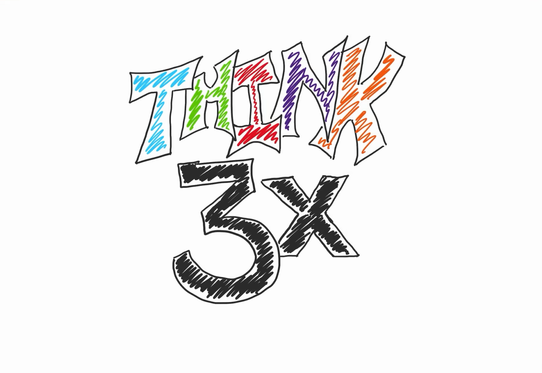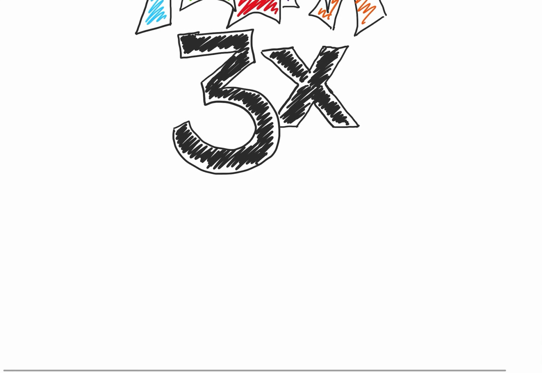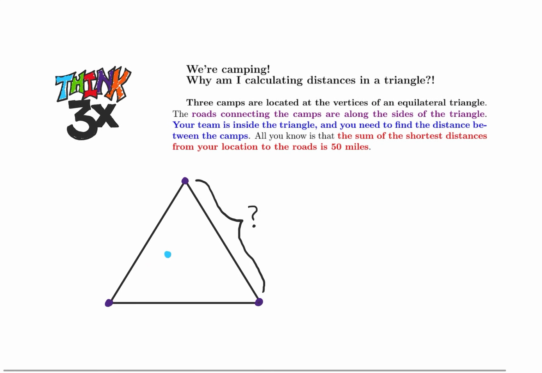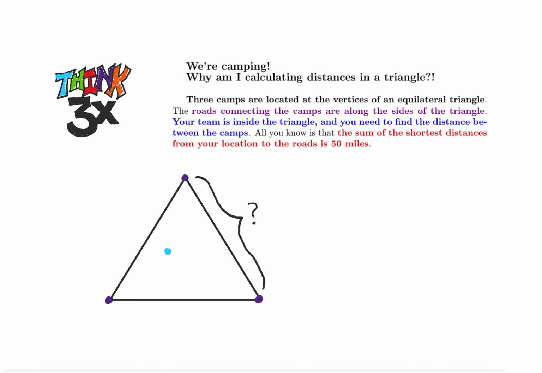Today we're going to be solving a fun geometry problem. So let's take a look at this one. We are camping and we want to calculate some distances here. There are three camps that are located at the vertices of an equilateral triangle.